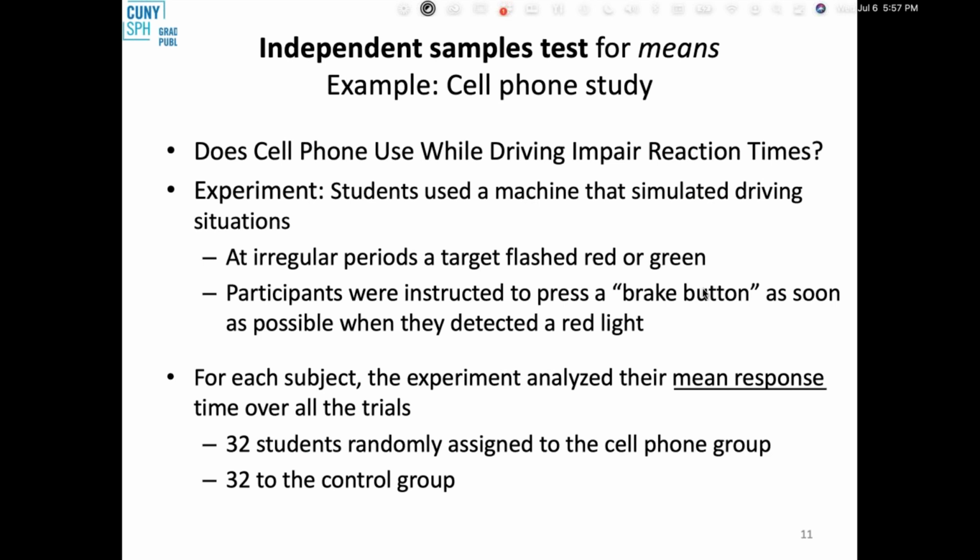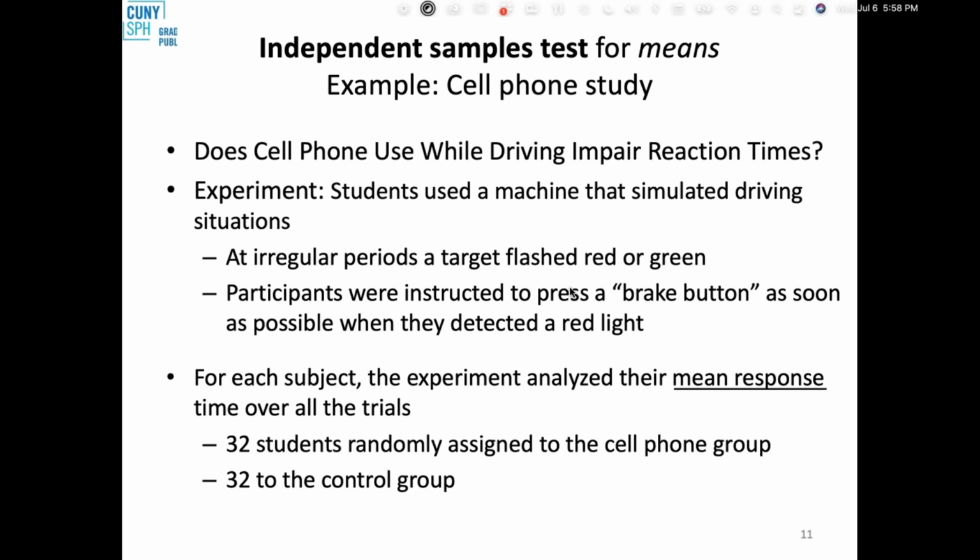Experiment: students used a machine that simulated a driving situation. At irregular intervals, a target flashed red or green. Participants were instructed to press a brake as soon as possible when they detected a red light. For each subject, the experiment analyzed their mean response time over all the trials. 32 students were randomly assigned to the cell phone group, and 32 were assigned to the control group.